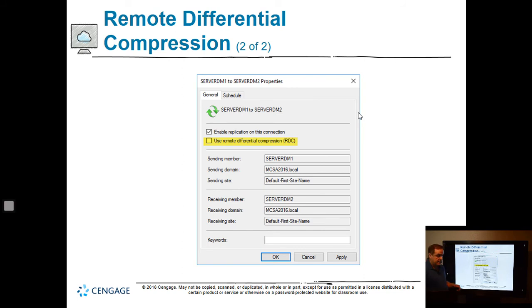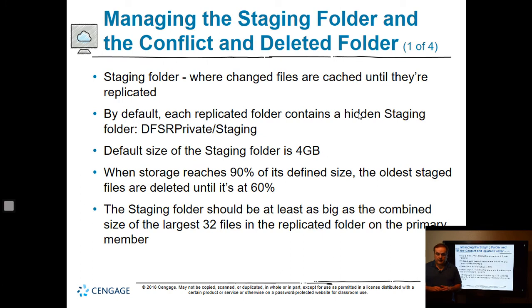So here is the option for enabling replication on this connection and using RDC. Definitely recommend using RDC. Every once in a while, RDC will cause corruption of a file, which is why it makes it optional to use rather than mandatory. But I would definitely prefer it because it is much faster.